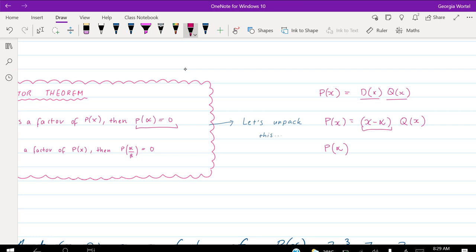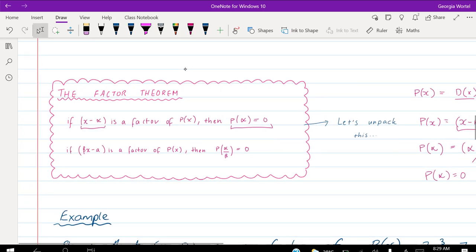So subbing alpha, wherever we see x, we would have alpha minus alpha. Hey, look, that goes to 0. Now, if that goes to 0, 0 times by the quotient is still 0. So we would have p of alpha is equal to 0. So it's true. That's kind of the reasoning behind, or a little bit of proof for the factor theorem.